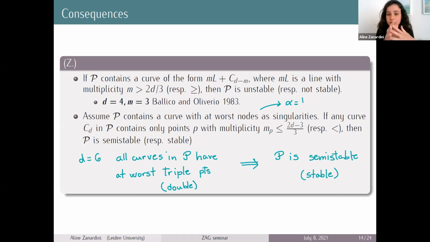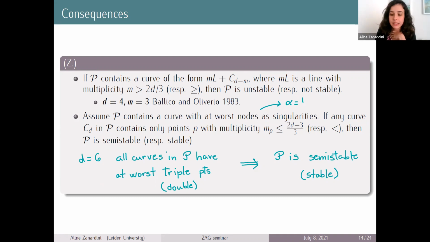And so let's see, for instance, when d equals 3, assuming this condition on the pencil P, so let's say it has a smooth curve. If all the curves in P have at worst triple points or double points, then I can conclude my pencil is semi-stable, respectively stable.